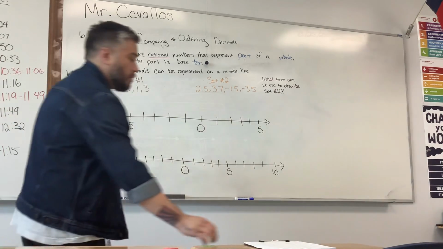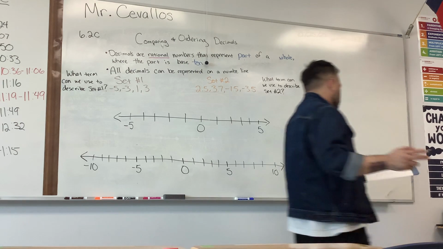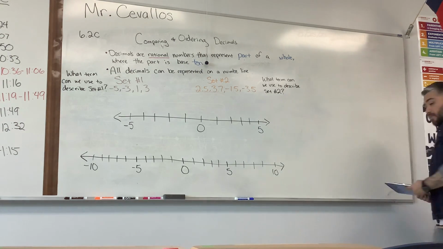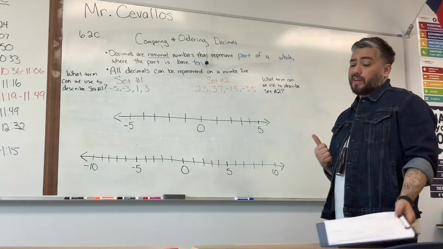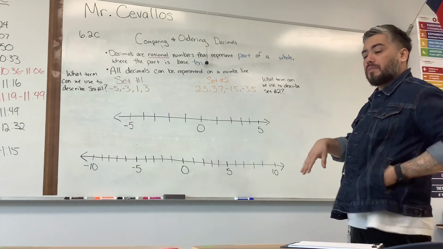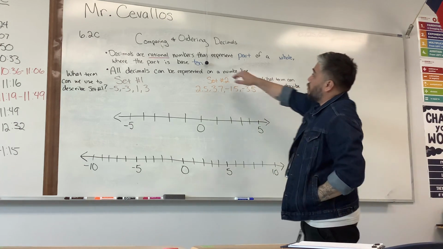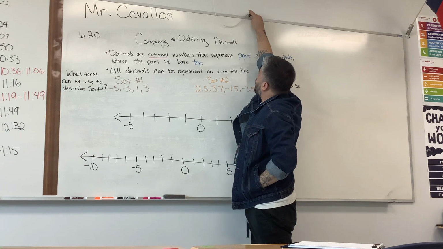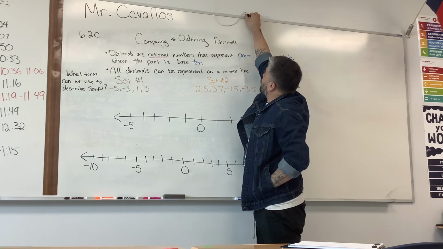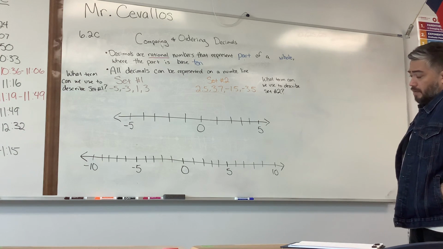In this lesson, we're going to be talking about comparing and ordering decimals. So let's talk about it a little bit. What are decimals? They're rational numbers. I have that underlined because that's what we're going to be talking about in our next video. They represent part of a whole, where that part is base 10.